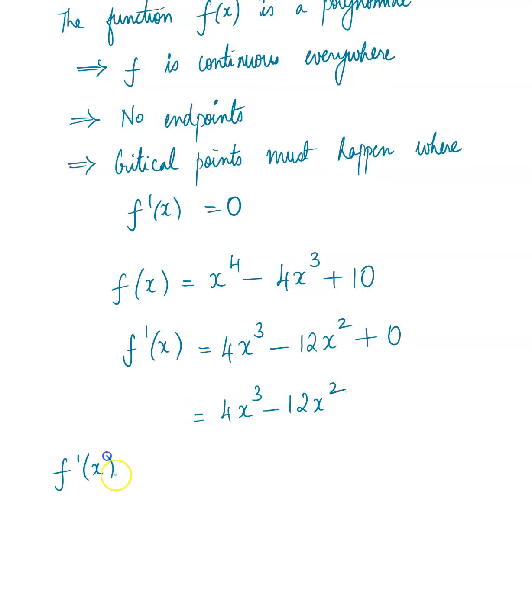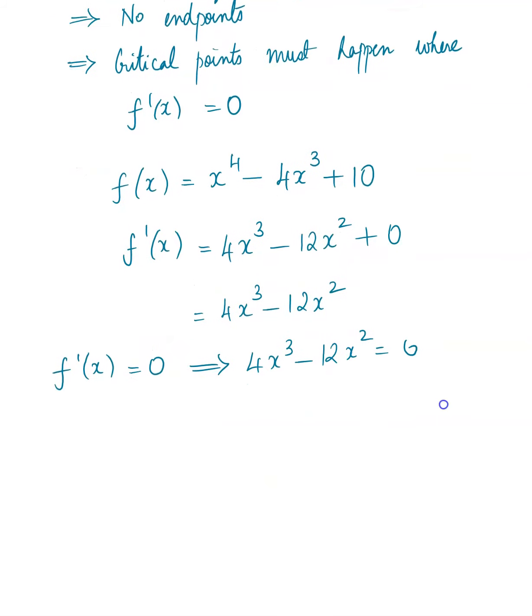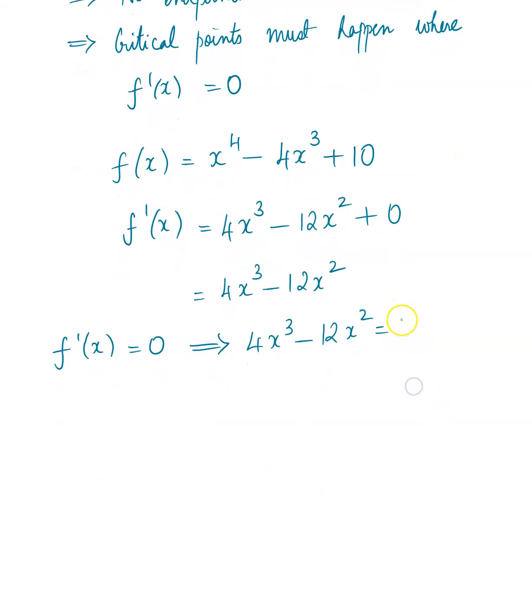F prime of x equals 0 implies that you set this to 0. Remember the drill, that when it comes to polynomials, we always factorize them. So we have 4 and x squared, that's the GCF. That gives us x minus 3 equals 0. And set x squared also to 0. That means x is 0 or x equals 3.